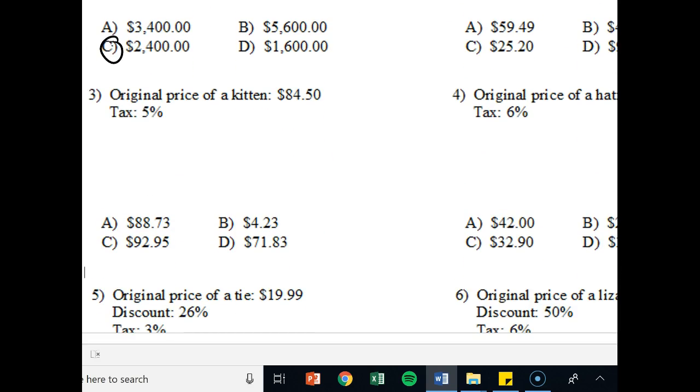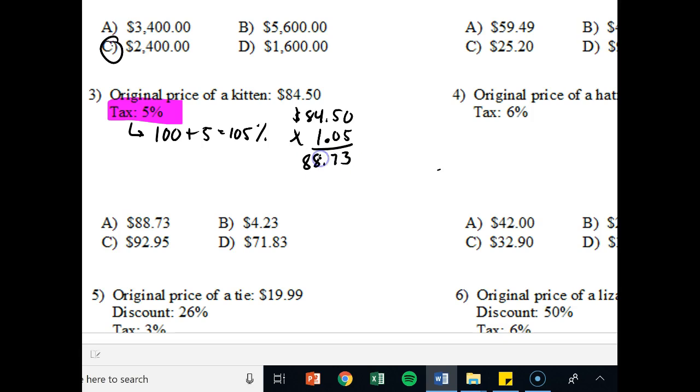Let's go down to number 3. It says the original price of a kitten is $84.50. We have a tax of 5%. So tax, we don't subtract, we add to 100. So that means we've got $84.50, and we are multiplying by 1.05, right? 105, which was the percentage of the price. Change that to a decimal, and that means that we pay $88.73, right, for the kitten. It's really $88.725. Sorry, let me put that on there. $88.725. But it rounds to $88.73, right?